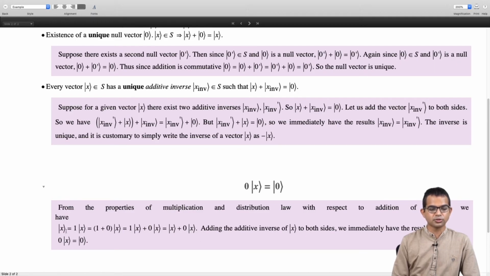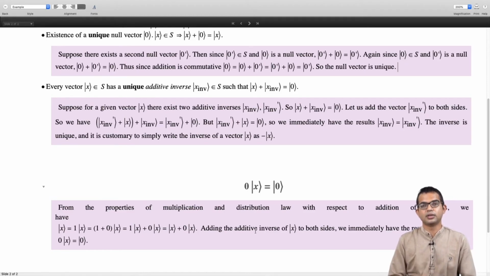So now what we have managed to show is that any vector x is the same as the vector x plus 0 times vector x. Now we can add the additive inverse of x on both sides. From the left side, it doesn't matter the order because this operation is commutative. You will get a cancellation. x minus x will give you the vector 0, the null vector 0, and we immediately have the result that 0 times x is equal to the vector 0.